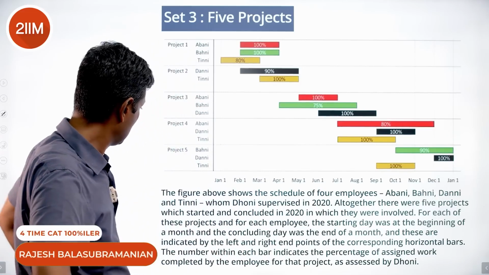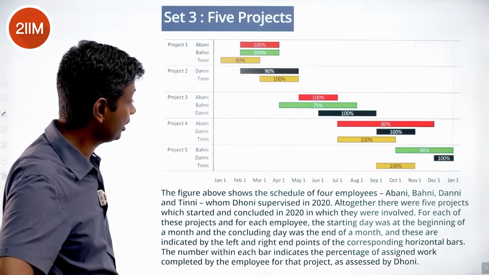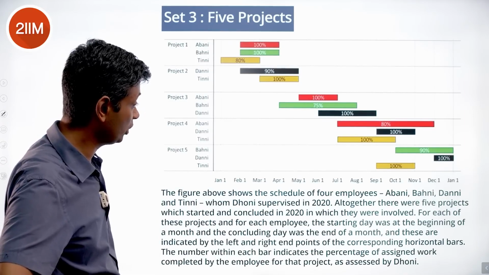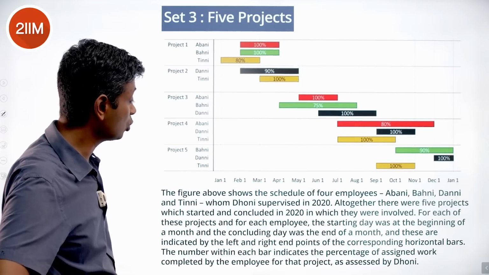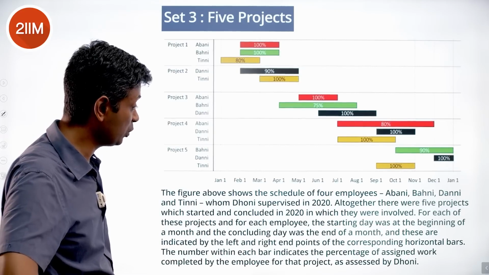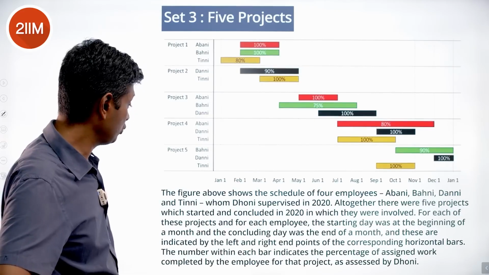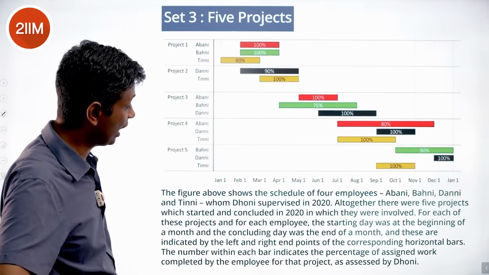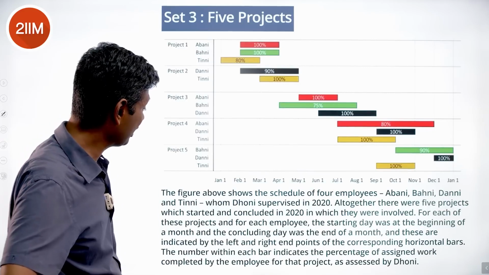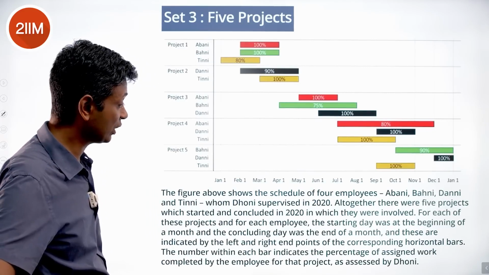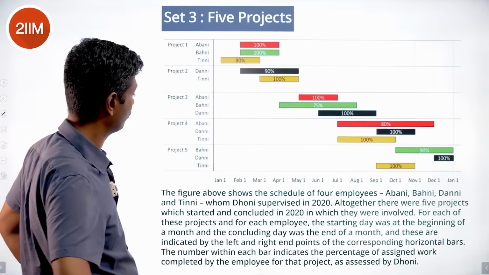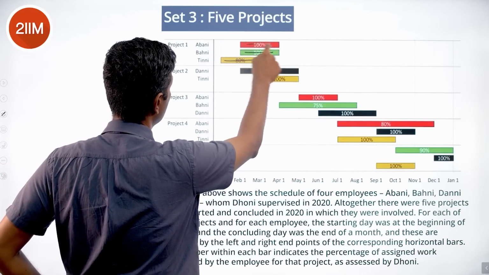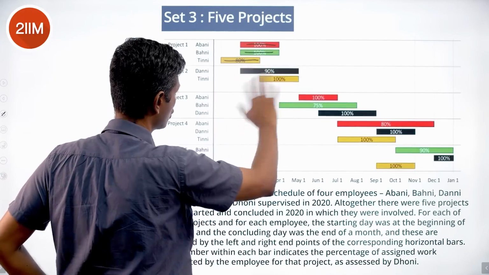So the figure above shows the schedule of 4 employees, Abani, Bahni, Danni and Tinni, whom Dhoni supervised in 2020. Altogether, there were 5 projects which started and concluded in 2020, in which they were involved. For each of these projects and for each employee, the starting day was the beginning of a month and the concluding day was the end of a month. These are indicated by the left and right end points of the corresponding horizontal bars. So this is Jan and Feb, this is Feb and March, Feb, March, April, and so on.